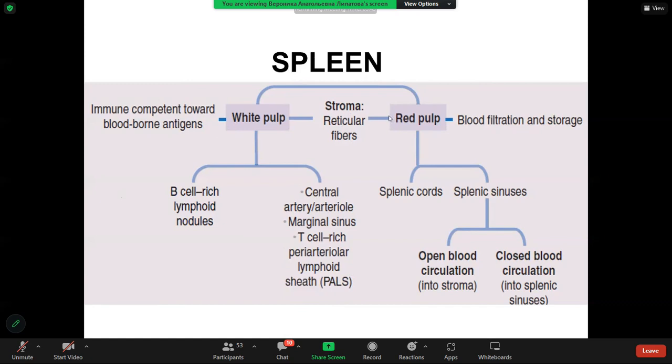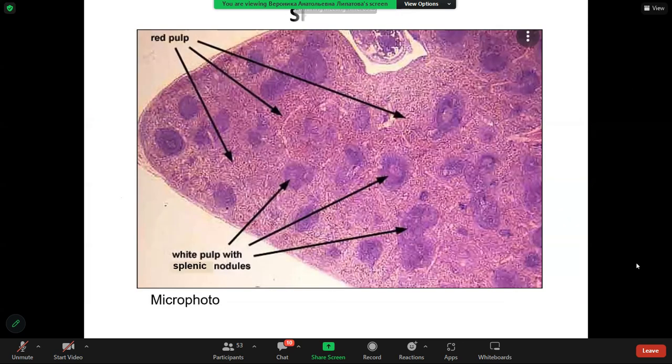Stroma, reticular fibers, reticular cells, giving the splenic cords, and in red pulp also splenic sinuses with open circulation. Open means into stroma, and closed circulation into splenic sinuses. This is low magnification. We can see lots of round lymphatic nodules on all the section of spleen. White pulp with splenic nodules in it.